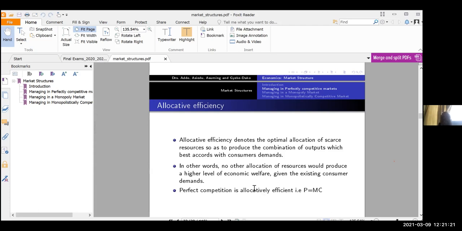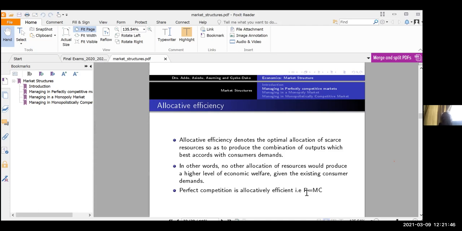A perfectly competitive market is allocatively efficient. You cannot be in a perfectly competitive market without being allocatively efficient, because if you don't allocate your resources very well, somebody else will, and their cost of production will be lower than yours and they will make more money in the market. So all firms in that market try to be allocatively efficient. If you are inefficient in that market, you will lose.